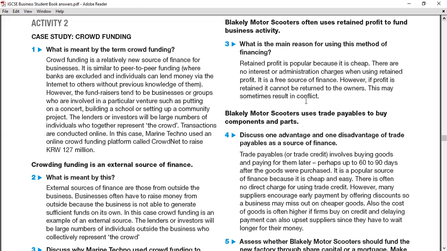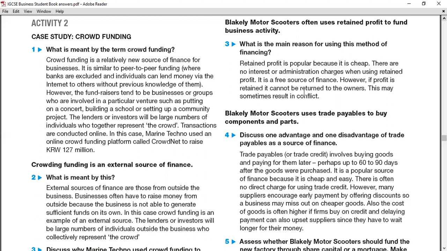We have to talk about that as well, because when you're talking about an analyzing question, this question can be asked like: analyze why an internal source of finance, why retained profit is always useful and important. Analyze the impact of using retained profit. You can say it is cheaper, no administration, no interest cost, so it is a flexible method.